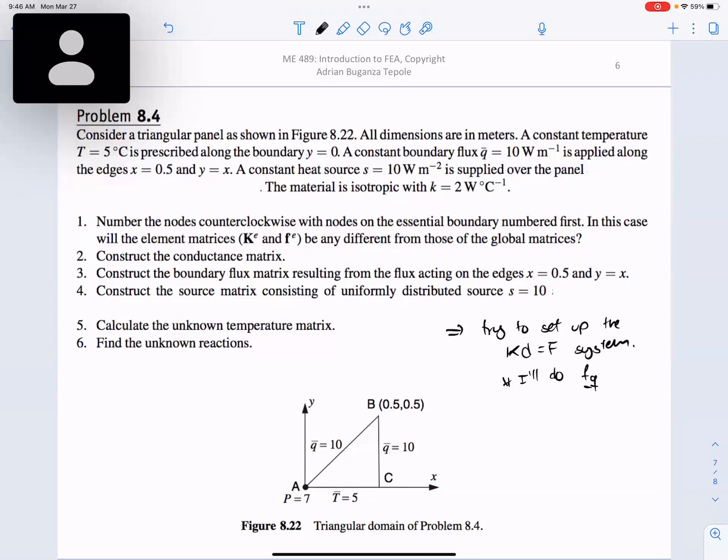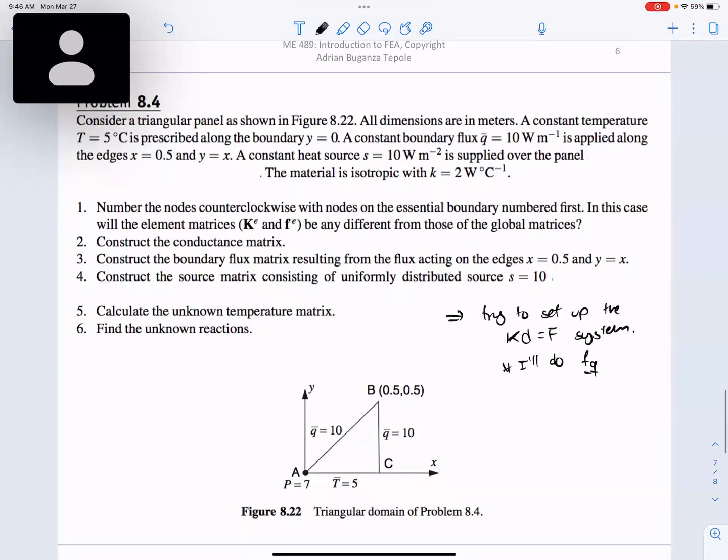So I'll give you maybe 7 minutes to get the system of equations K d = F for that one, minus the flux terms, and then I'll just do the flux terms. It's problem 8.4 in the book. You can talk to each other. You can do it in pairs.